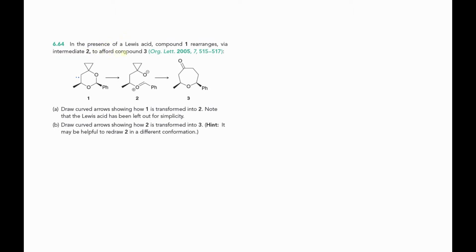In the presence of a Lewis acid, compound 1 rearranges via intermediate 2 to afford compound 3. So we have a hexagon here, and then it's now becoming the heptagon. Draw curved arrows showing how 1 is transforming to 2, and then note that the Lewis acid has been left out for simplicity. Okay, we don't really need to be concerned with it. I will show you why.